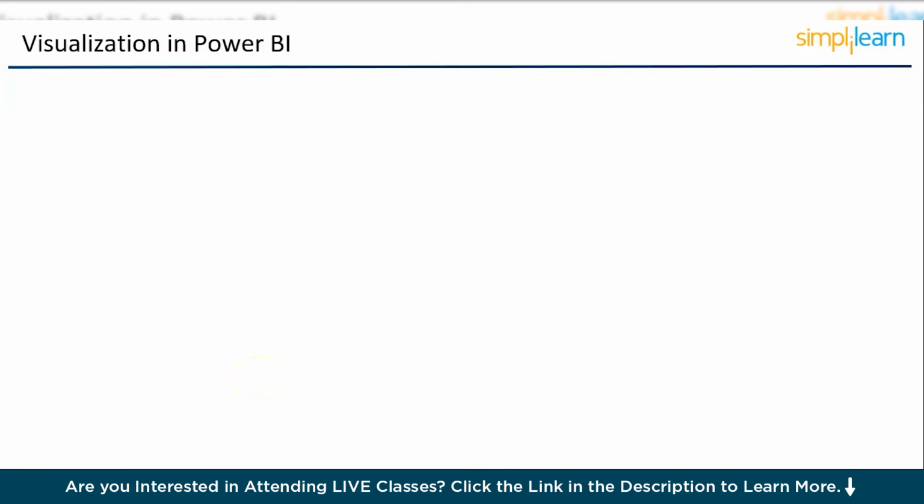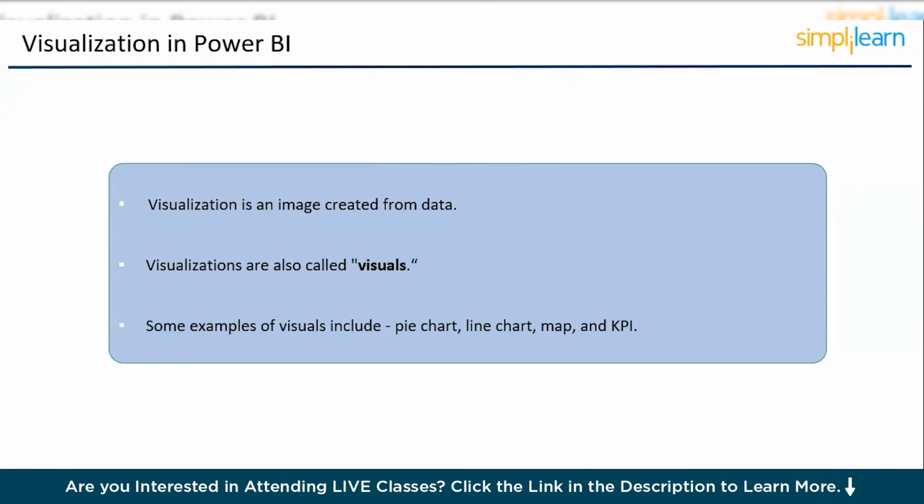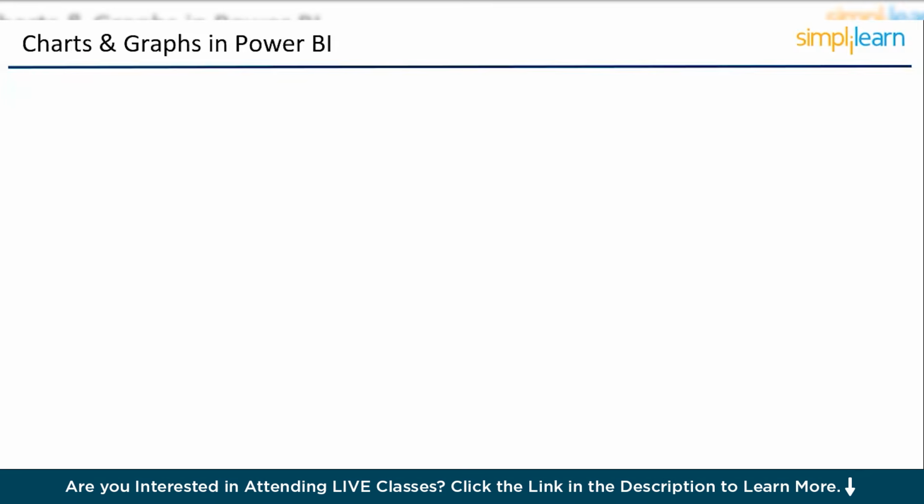Let's understand visualization. What are visualizations? All visuals are images created from data. They help you see patterns, trends, and insights at a glance. In Power BI, you can create visuals like pie charts, line charts, maps, and KPIs. Pie charts are great for showing proportions like sales by region. Let's discuss them one by one.